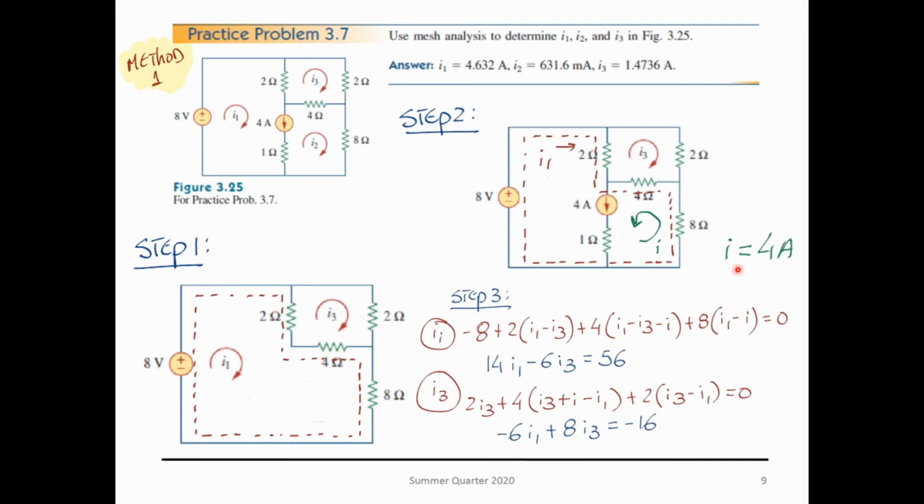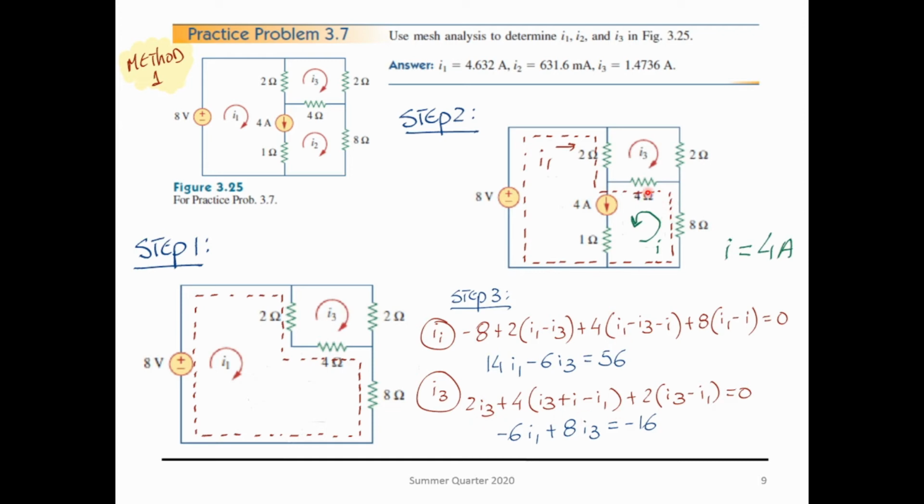All right, let's find the equations for loop number 1. Again, KVL around that loop, and you find -8, and then the 2 ohm resistor has the I1 entering, and the I3 leaving, so I1 minus I3. Then you have the 4 ohm resistor, and the 4 ohm has I1 and I3 in opposite directions, and then you have the 8 ohm resistor, and that's it.